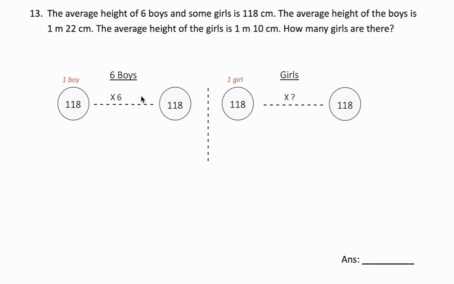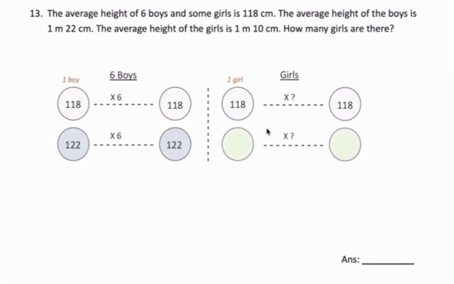All right. Next, the average height of boys is 1 meter 22 centimeter. Meaning if you're just considering the boys, their average is 1 meter 22 centimeter. I'll convert everything to centimeter for easy computation, okay? The average height of girls is 1 meter 10 centimeter. Convert everything to centimeter, 110.